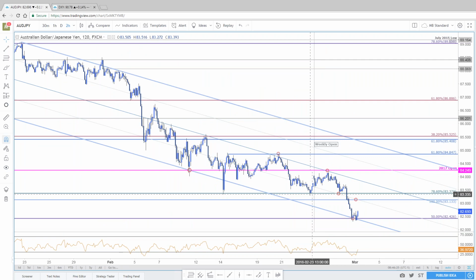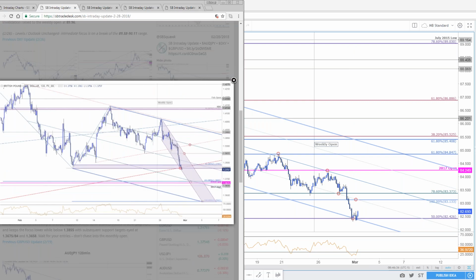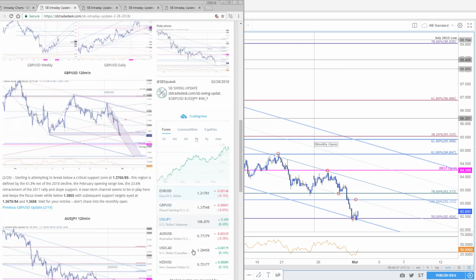Now, obviously, we were looking for this rebound to find a reaction here. This was our near-term bullish inval. Once that break materialized, 83.13 got taken out in a heartbeat. Here's what we were looking at last night. We were looking for that final drop into 82.42.